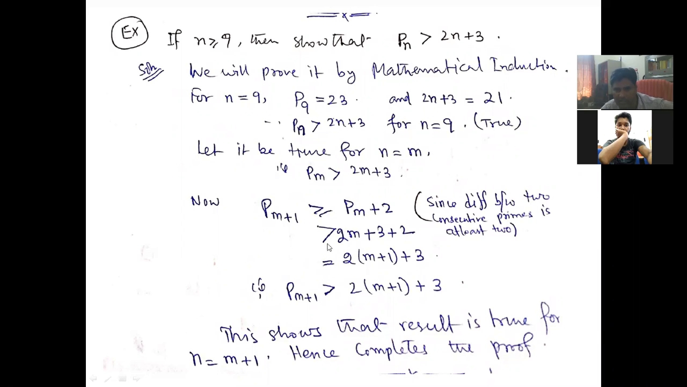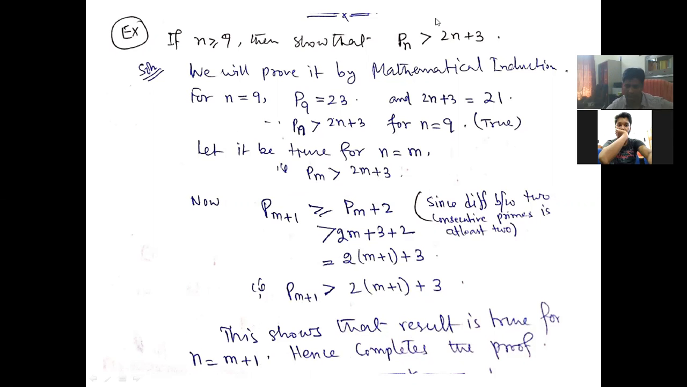Then this is strictly greater than 2m plus 3 plus 2, since pm is strictly greater than 2m plus 3. Now 2m plus 5 means 2 times m plus 1 plus 3. So therefore pm plus 1 is strictly greater than 2 times m plus 1 plus 3. We supposed it for n equal to m, and here we proved it for n equal to m plus 1. So by induction the result is true for n equal to m plus 1, hence completing this proof.